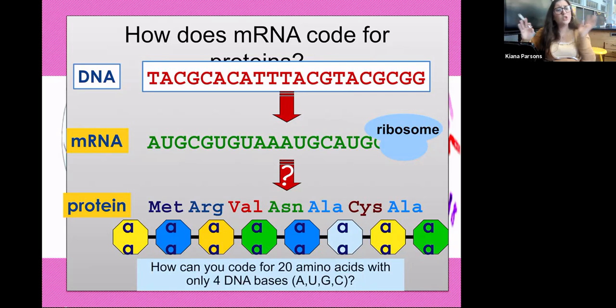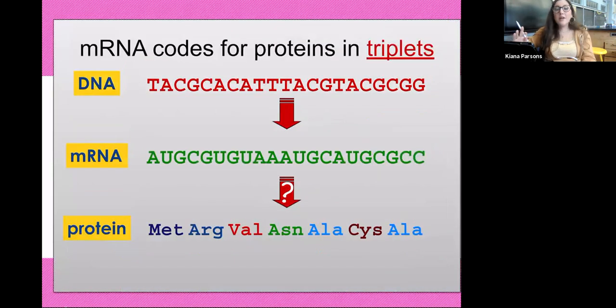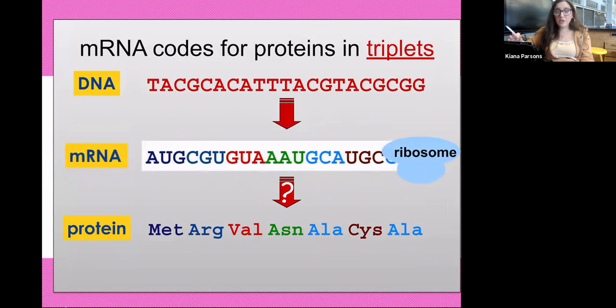And how can we code for 20 amino acids with only 4 bases, right? The math doesn't seem to add up there. Well, mRNA codes for proteins in triplets. And again, this is where that universal codon chart comes in. So the ribosome reads the mRNA, and then based upon what it reads, using the transfer RNA to assist, the amino acids are put together in sequence and then linked together to form proteins. So we can see there, AUG codes for methionine, CGU, etc., codes for the different amino acids shown below.